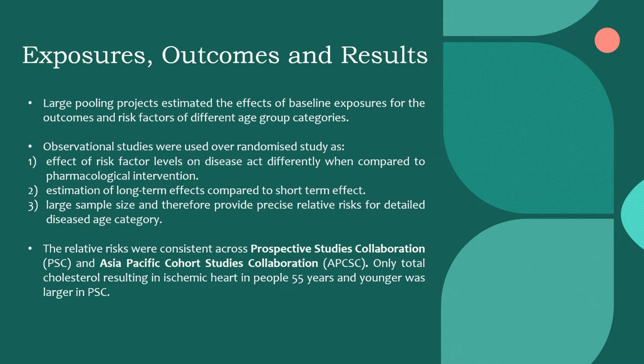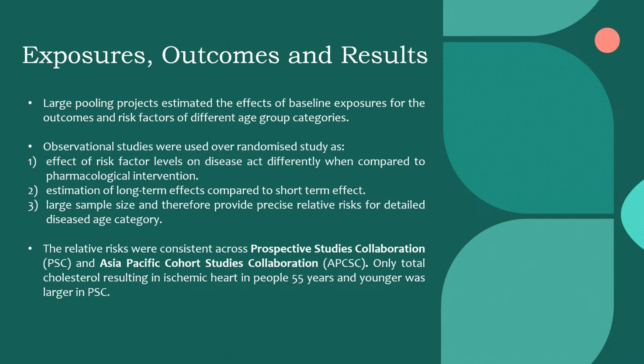Well, the outcomes showed a linear relationship between relative risk and midpoint of age in each category. The relative risks were consistent across the Prospective Studies Collaboration and the Asia Pacific Cohort Studies Collaboration, except for the estimated effect of total cholesterol on ischemic heart disease in those younger than 55 years of age, which was larger in the Prospective Studies Collaboration.